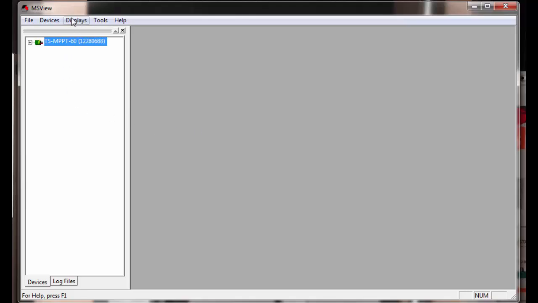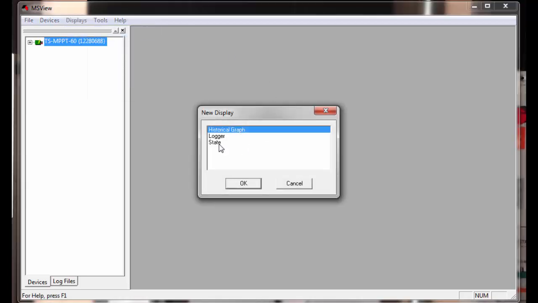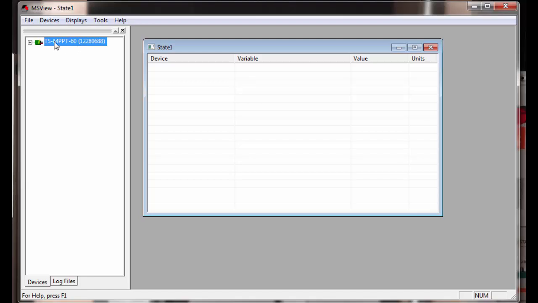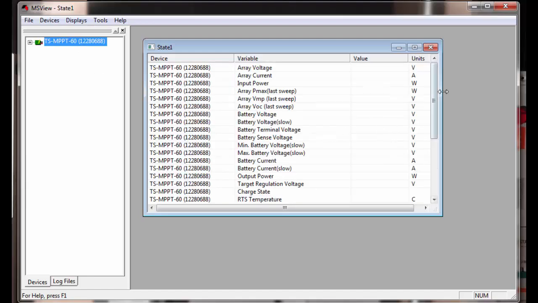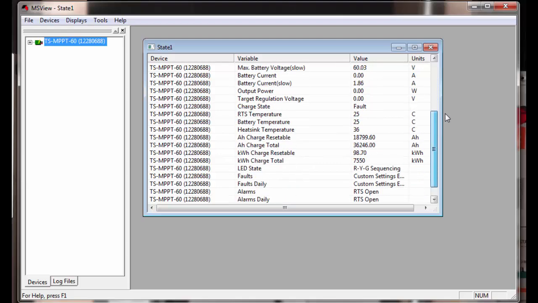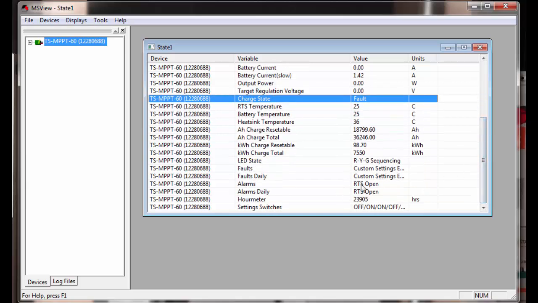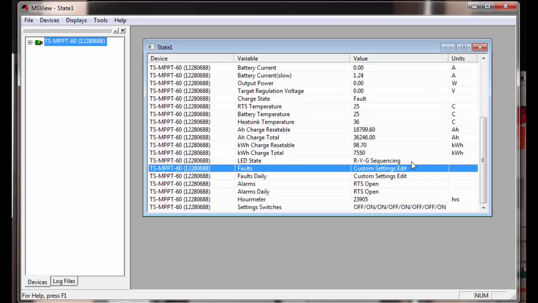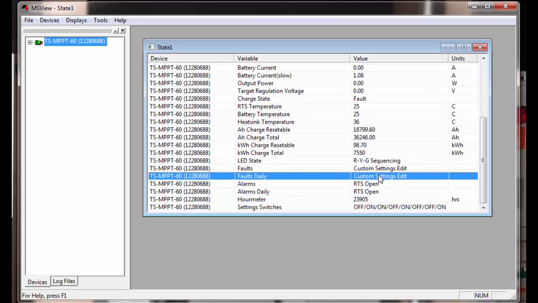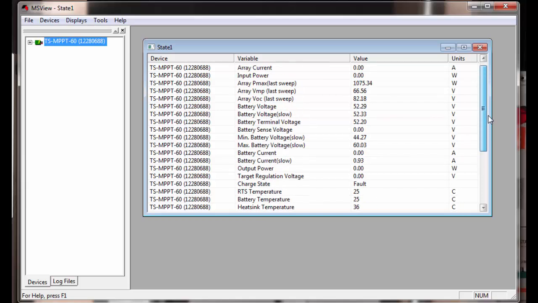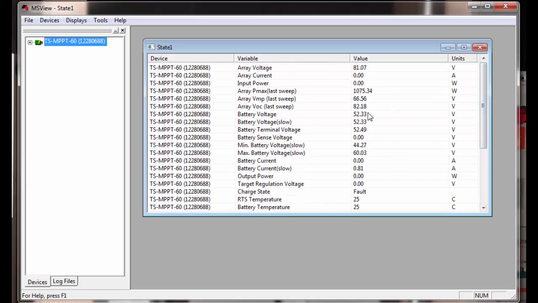So we're connected again. Now let's look at the state. And you'll notice that there's a fault here. Charge state fault. And it says custom settings edit fault. So that means you've done a custom setting and you really can't start the controller again. Basically, you need to reset the controller. You can either disconnect it, either power it down or repower, or do a reset.